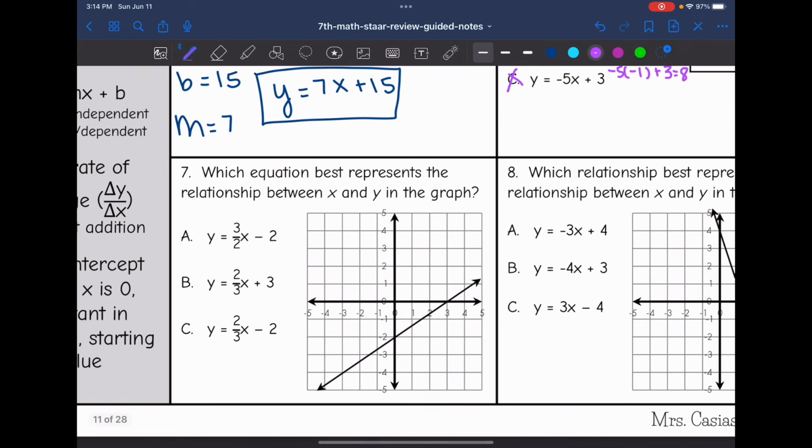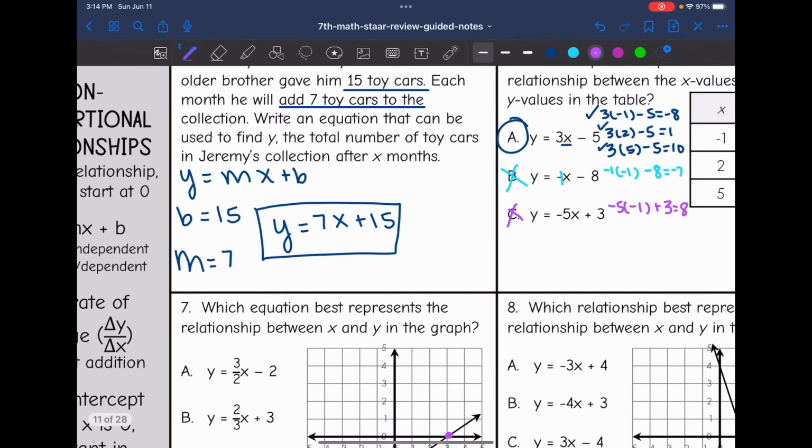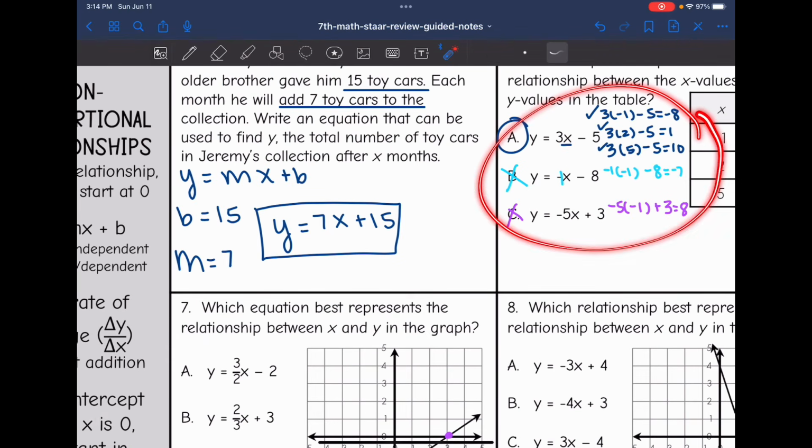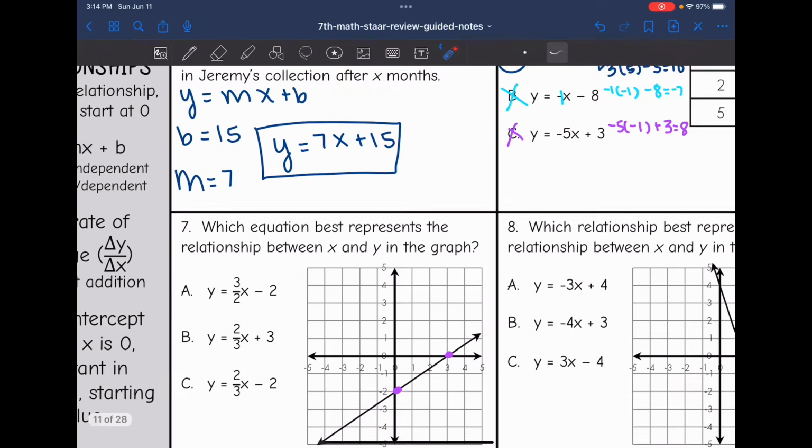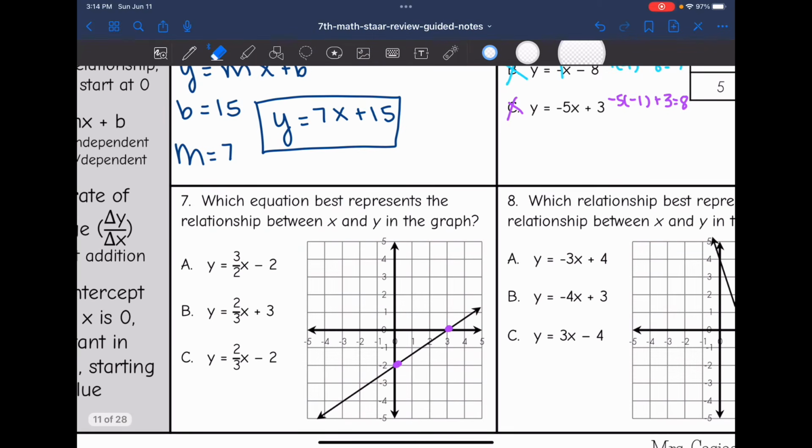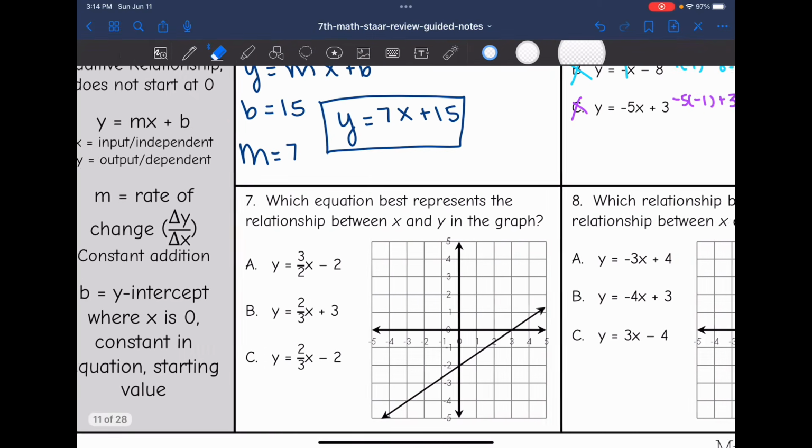Okay, let's look at number 7. It says, which equation best represents the relationship between x and y in the graph? So there's a couple of different ways you can do this. If you want to find some ordered pairs from the graph and test out the points like we did with the table here and see which equation works, you could do that. Or you can use characteristics on the graph to help you match the equation.